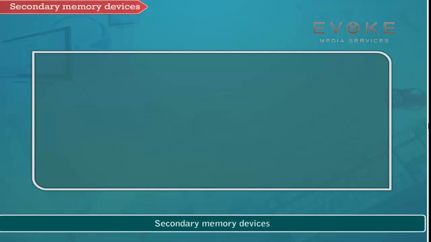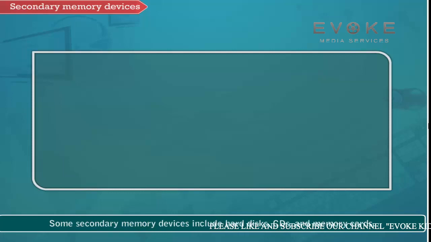Secondary memory devices. Data of a computer is also stored in secondary memory devices. Some secondary memory devices include hard disks, CDs, and memory cards.